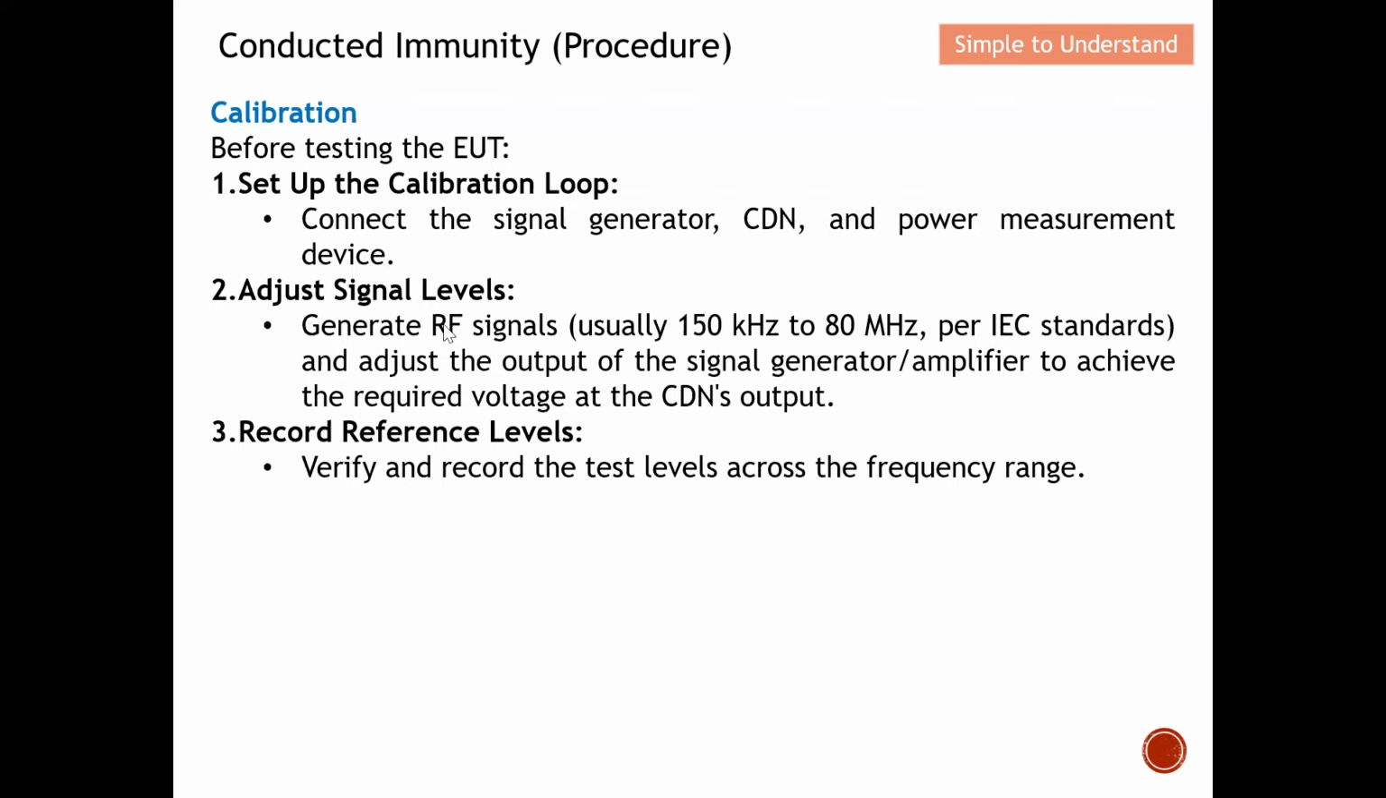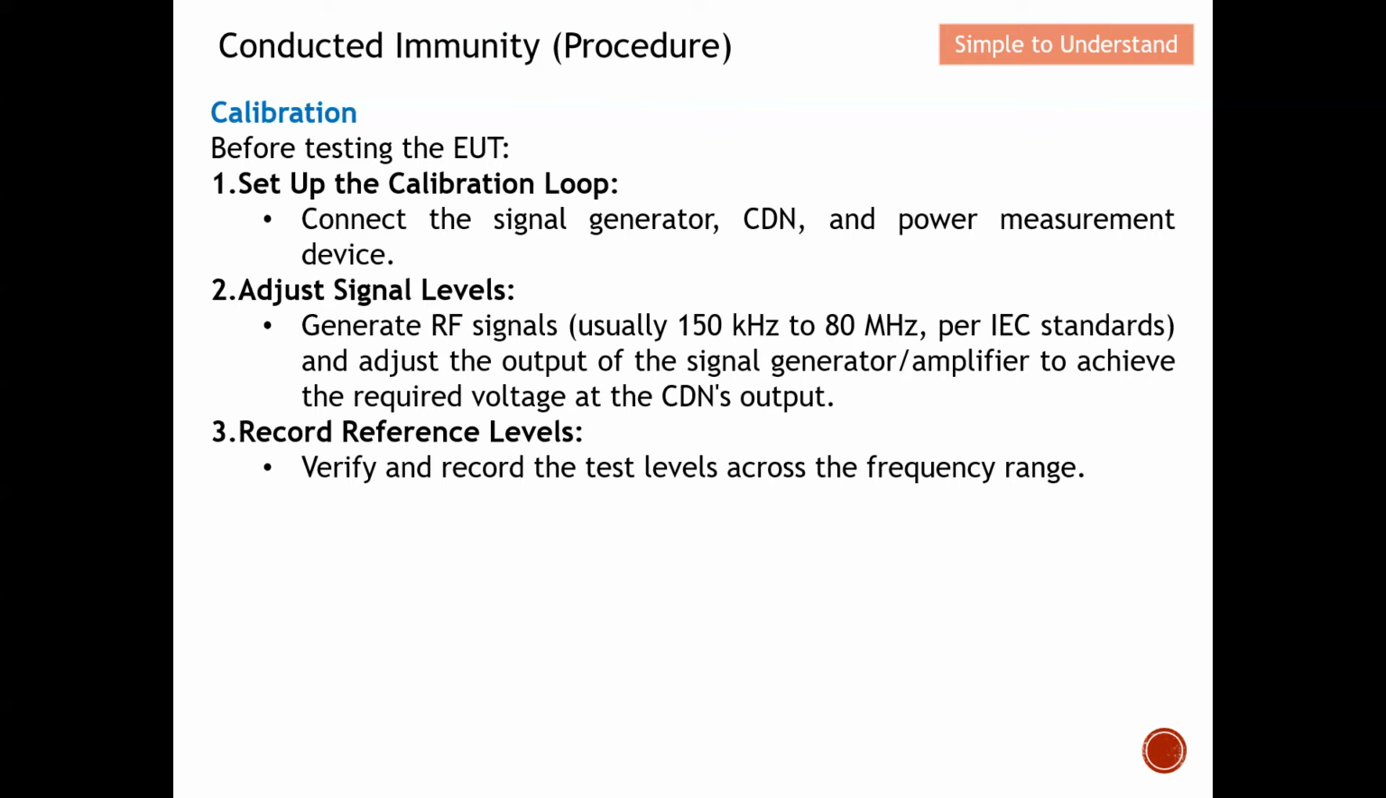Adjust the signal level. Basically, you generate the RF signal. This is the frequency range that we typically follow in the IEC standard. What we need to do is adjust the output of the signal, the amplifier, so as to achieve the required voltage at the CDN output. Earlier on I mentioned that there are three main types.